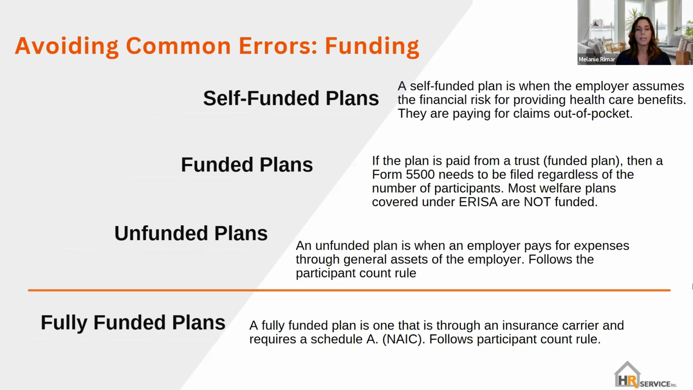And then, of course, fully funded plans. These are ones that are through insurance carriers, and they require Schedule A. If you're receiving schedules and you're unsure if you're dealing with an insurance carrier, one good rule of thumb is to look for the NAIC number. If you see that number, then you know for sure you're dealing with an insurance carrier. And then these follow that participant count rule too.